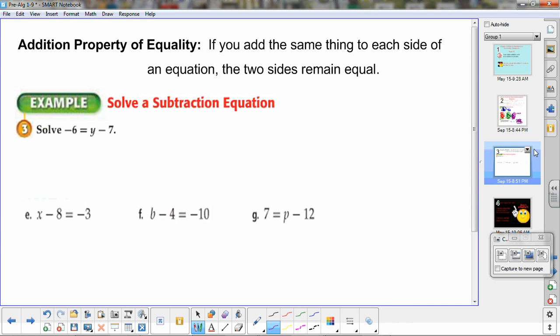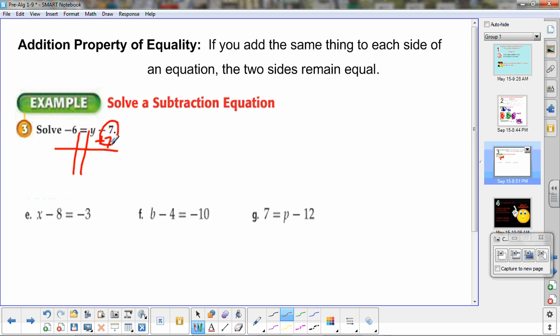The addition property of equality says if you add the same thing to each side of an equation, the two sides remain equal. So in the first example, I'm going to draw the train tracks. This time if I want to get y by itself, I need to get rid of this minus 7. To get rid of minus 7, I'm going to add 7. This minus 7 is really like a negative 7. And a negative 7 plus 7 is 0.